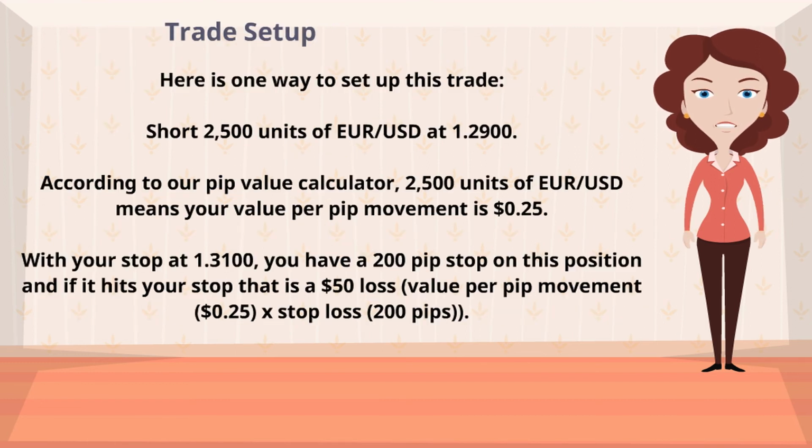Short 2,500 units of euro to US dollar at 1.2900. According to our pip value calculator, 2,500 units of euro to US dollar means your value per pip movement is 25 cents. With your stop at 1.3100, you have a 200 pip stop on this position, and if it hits your stop, that is a $50 loss. Value per pip movement, 25 cents, multiplied by stop loss, 200 pips.